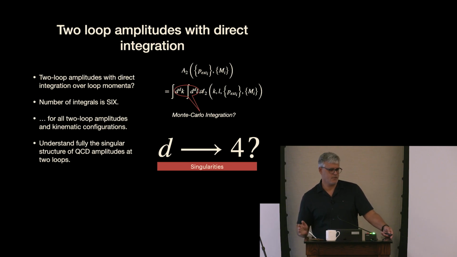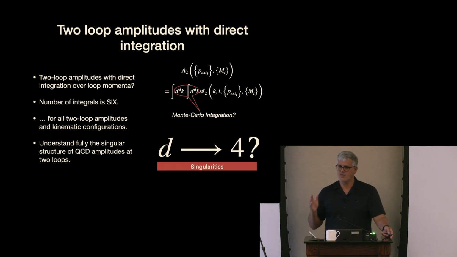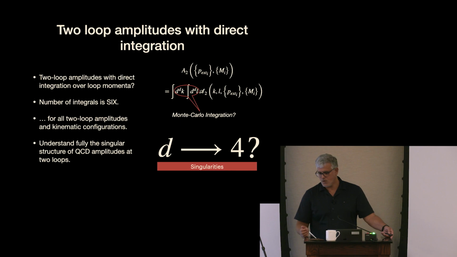You could say it's 4 per loop, but you can do it analytically very easily. So it is always 3 per loop. So no matter what your process is, for any 2-loop process you will always have 6 integrations to do. Okay? But there is an abstraction.